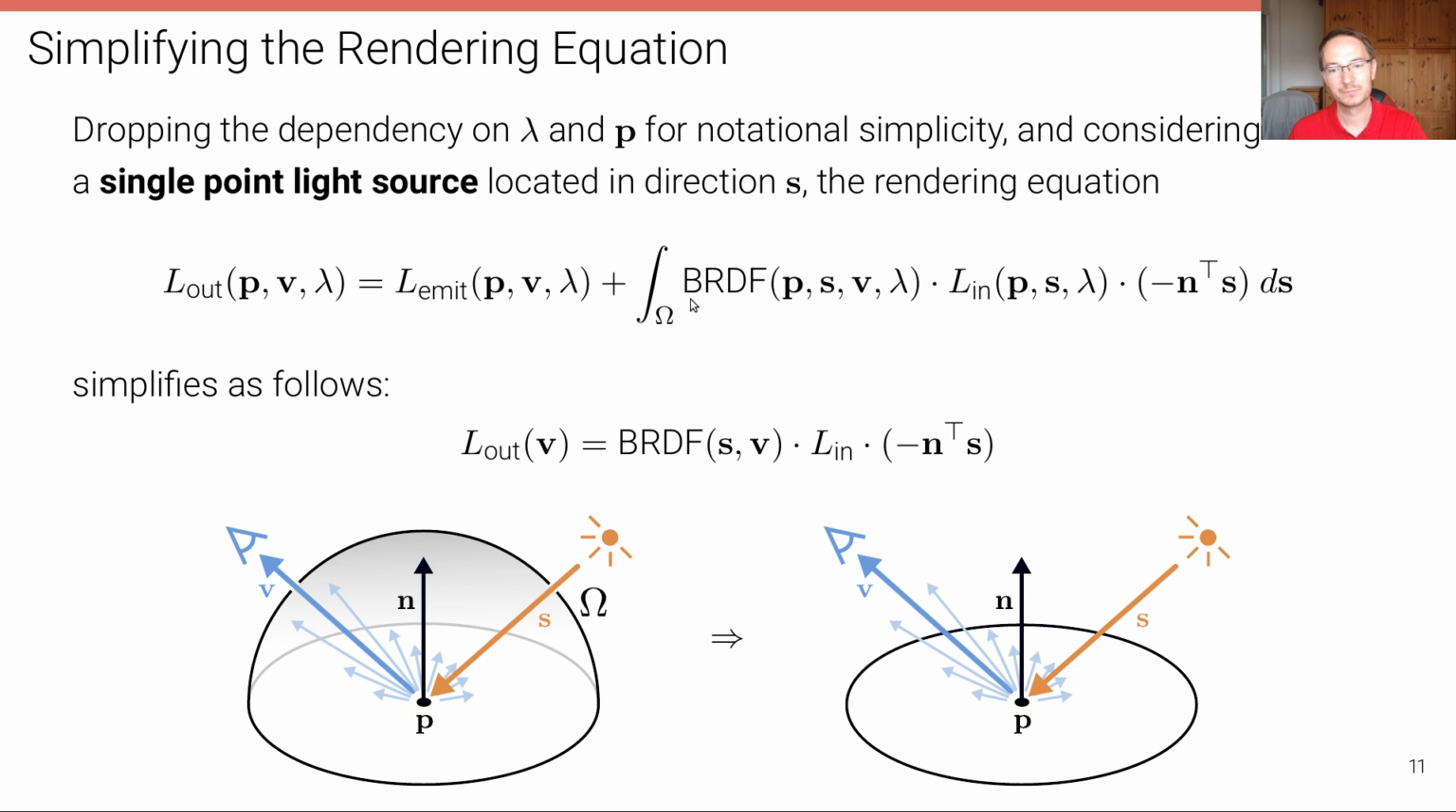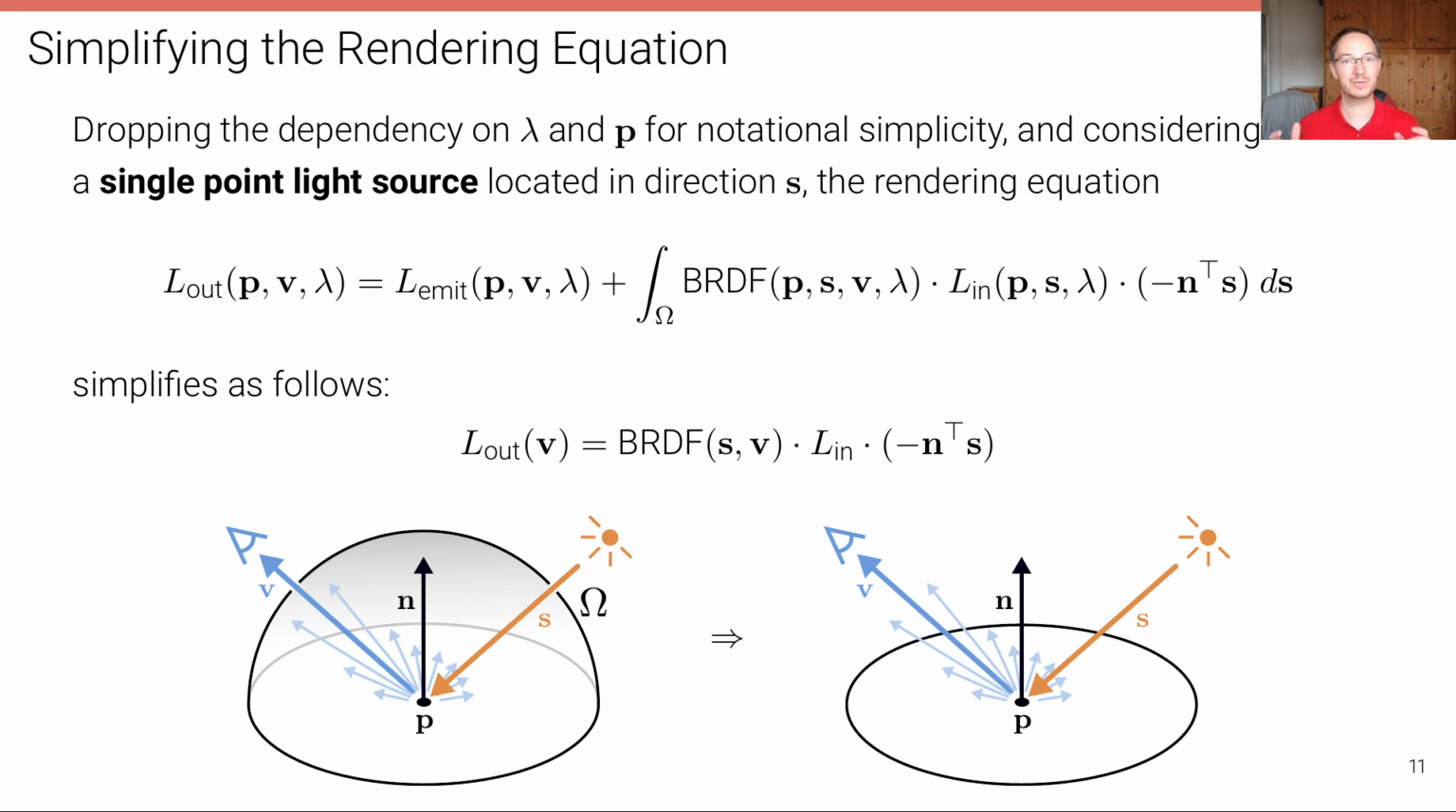And also, well, actually, this L in term should also depend on S still. But what has happened here is that the integral has vanished because we don't have to integrate over the entire sphere anymore because we know there's just one single point light source. There's no environment map. Light is just coming from one particular direction. So you can think of this in terms of a distribution as a Dirac delta. And therefore the integral goes away, and we can simply write this equation here, where S is now the direction of this one point light source that we assume.